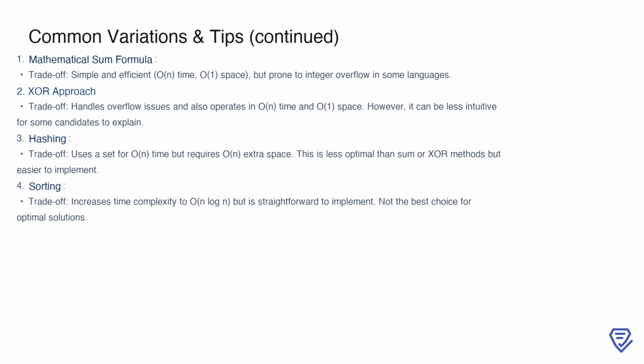The XOR approach is another excellent solution. It avoids overflow issues and also operates in O(n) time and O(1) space, but it might be less intuitive for some people to explain in an interview setting. Hashing, which involves using a set, is straightforward to implement and ensures O(n) time complexity. However, it requires O(n) extra space, making it less efficient than the sum or XOR methods. Lastly, while sorting the array is conceptually simple, it increases the time complexity to O(n log n), making it a suboptimal choice for most scenarios. It's important to weigh these trade-offs when deciding which method to use, especially in an interview or constrained environment.